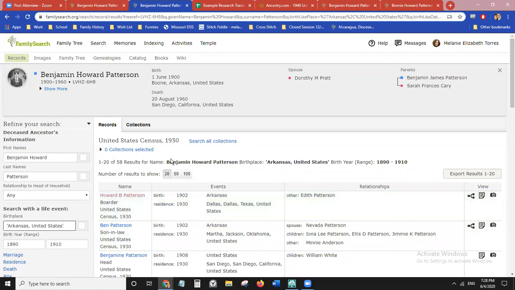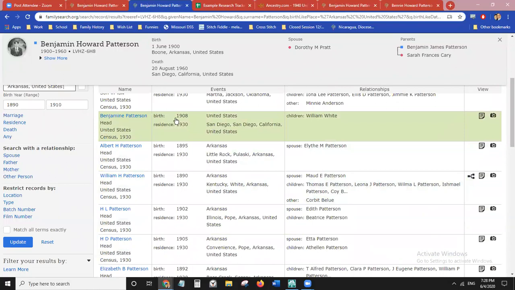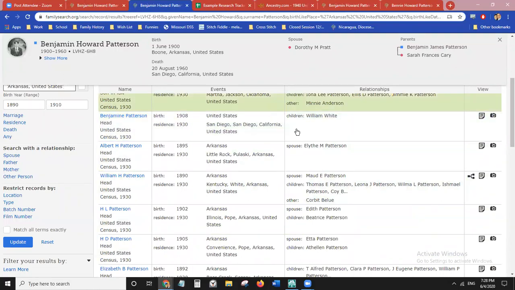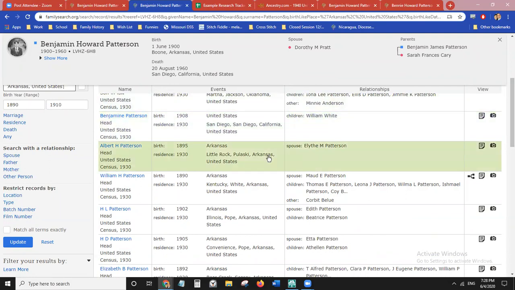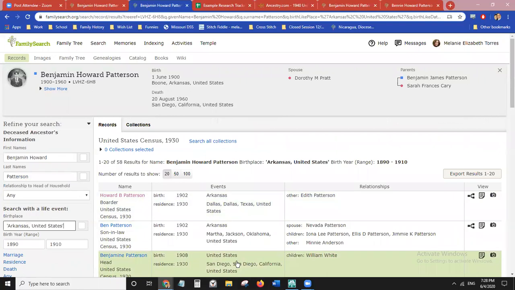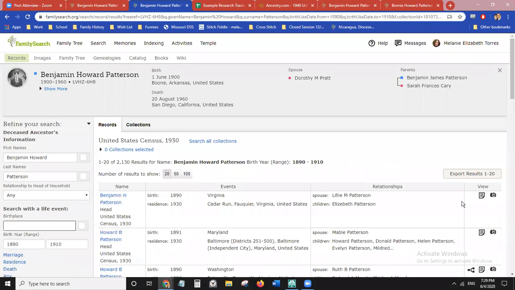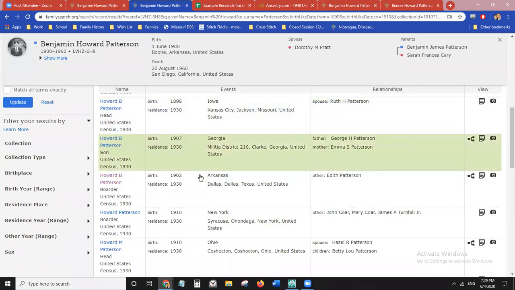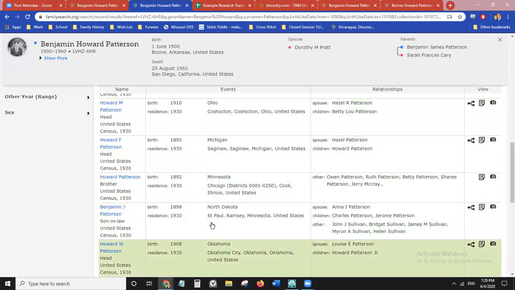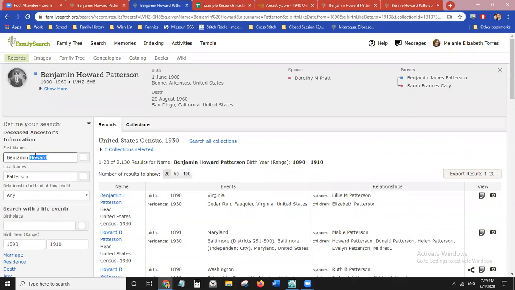Okay, so we have more results. We have a Benjamin Patterson born in 1908 living in San Diego, but he only has his one child, so maybe that's him. Doesn't look like it. So maybe it's his birthplace that is wrong. So I'm going to delete the birthplace and then expand it again. So we have a Benjamin H. Patterson in Virginia. That doesn't look like our guy. Let's see. More Howards. Okay. So now I'm going to delete the middle name. Let's expand it even more. So we have Benjamin Patterson.